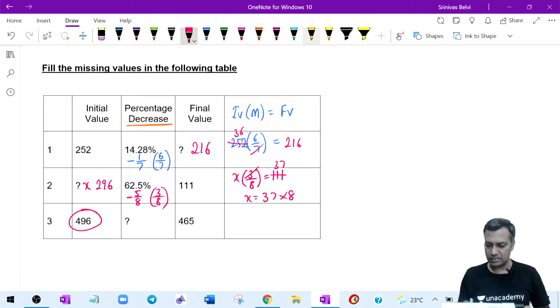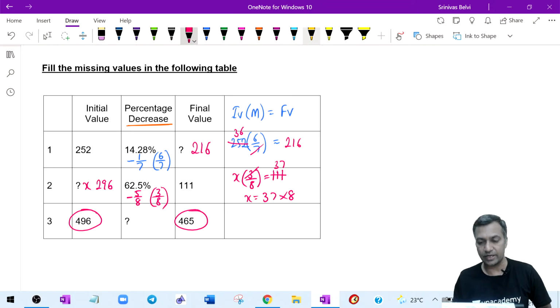Similarly, you can do the third one as well. Tell me what is the percentage decrease there. Quickly, one of you type it. What is the percentage decrease there?